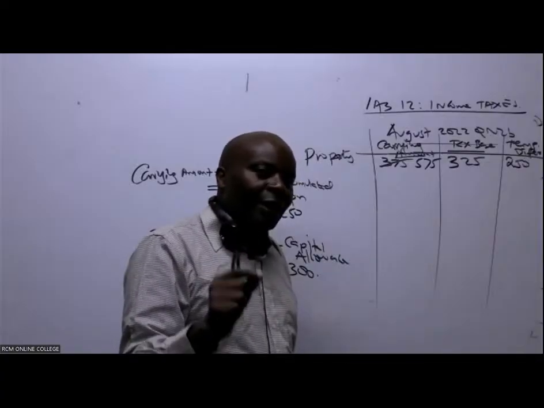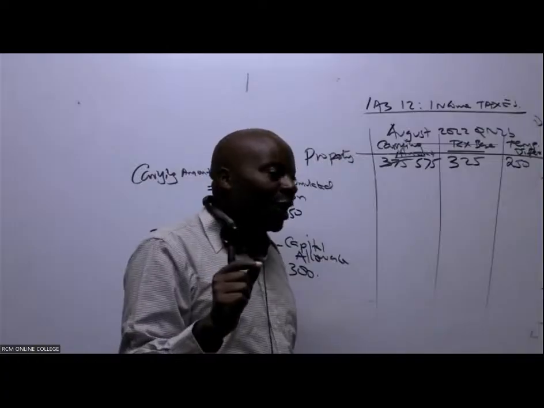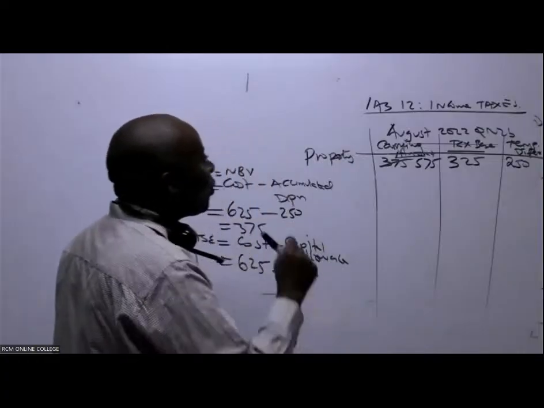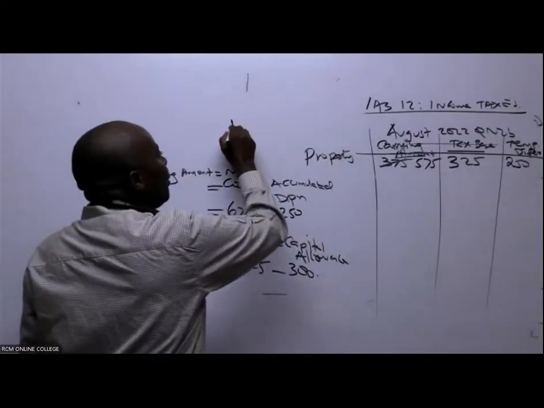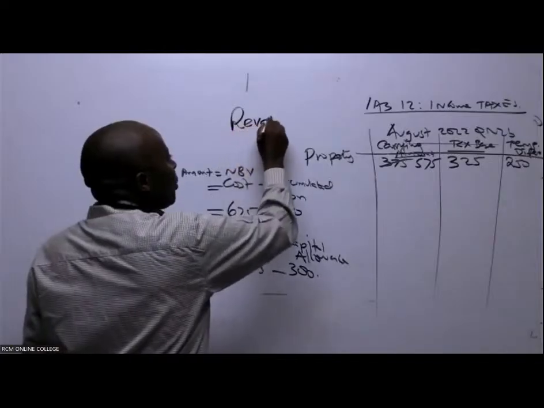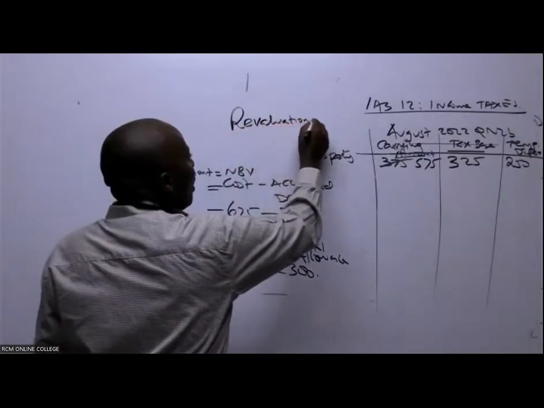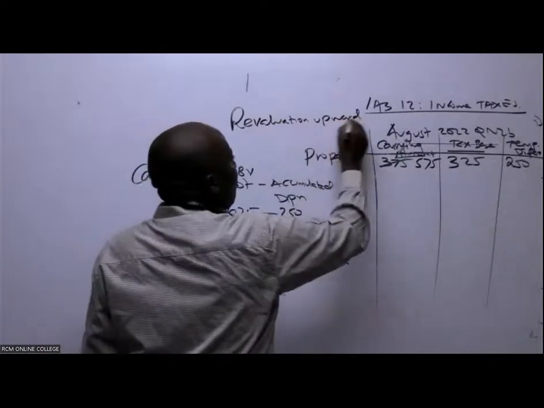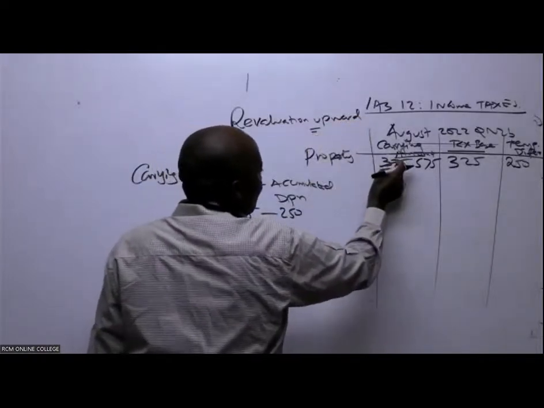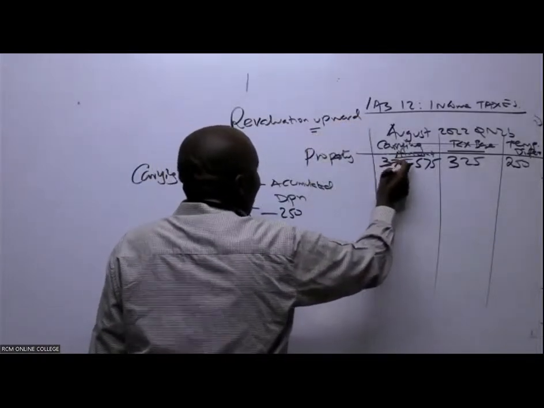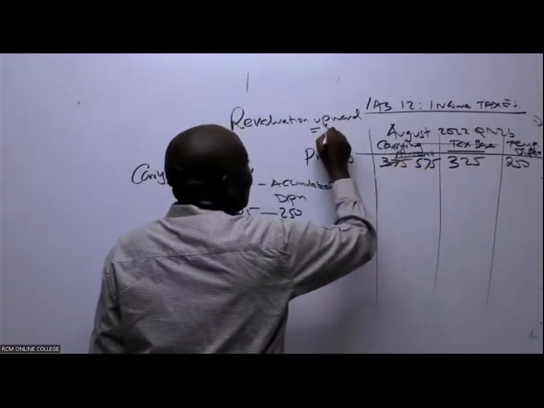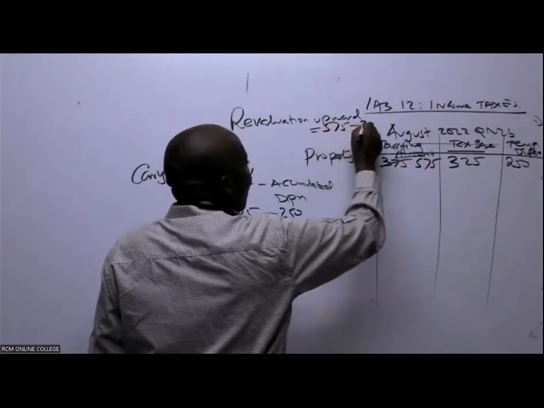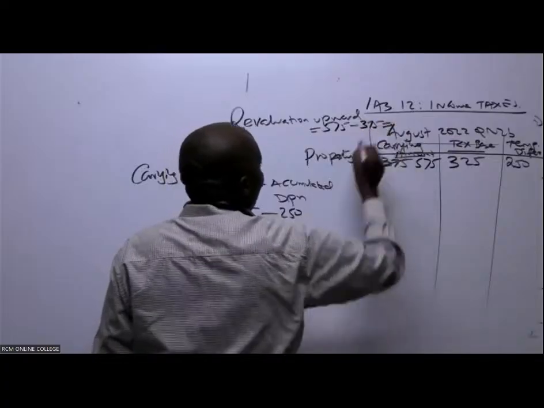There is an asset here that has been revalued, and this is an upward revaluation. So don't forget. Can you kindly give me this revaluation? It's a revaluation upward. Remember, this thing was valued at 375 initially. Now it has been revalued to 575. So 575 minus 375. So this gives us what revaluation?